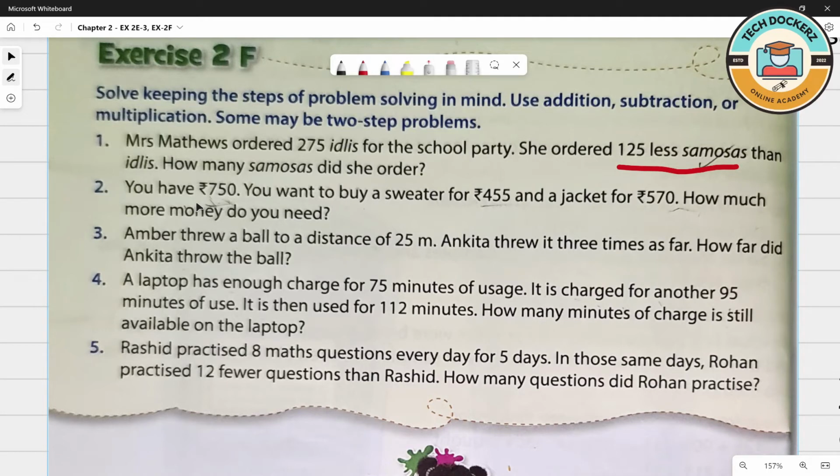But there are 2 steps involved. First, we need to calculate what the cost is to buy these 2 items, which are a sweater and a jacket. So we will do the addition of these 2 items to get our cost. Then we will subtract the total amount that we have right now. We have 750 rupees, to get the actual amount of how much total money we need to buy the sweater and jacket. So let's solve this question.